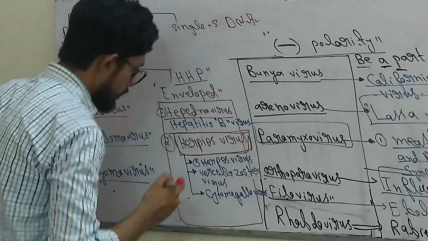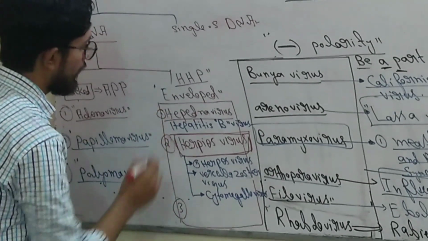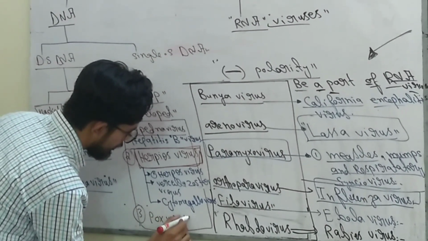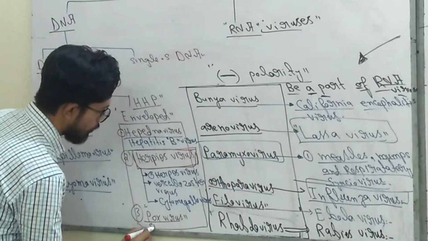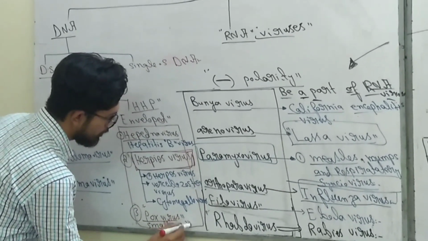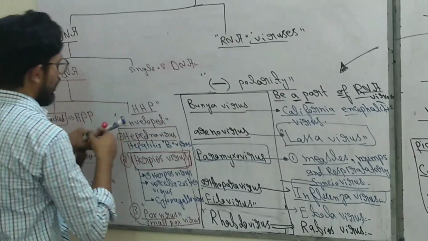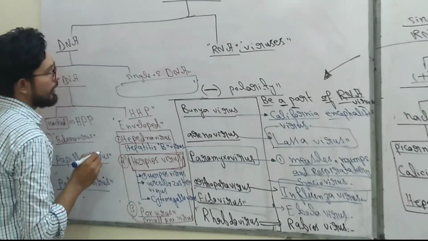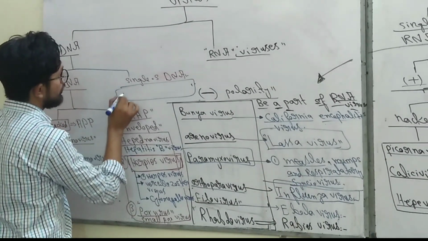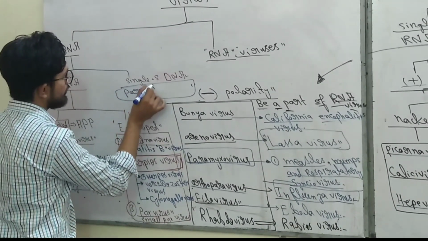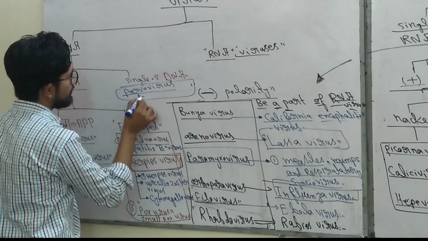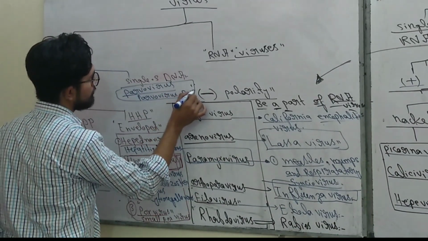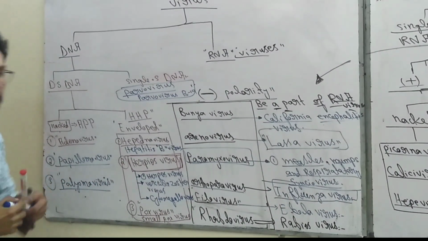Okay, the last family is poxvirus, and poxvirus contains smallpox virus. Now the last one is single-stranded DNA, and single-stranded DNA contains parvovirus, and parvovirus B19 is a very important causative agent that causes aplastic anemia.